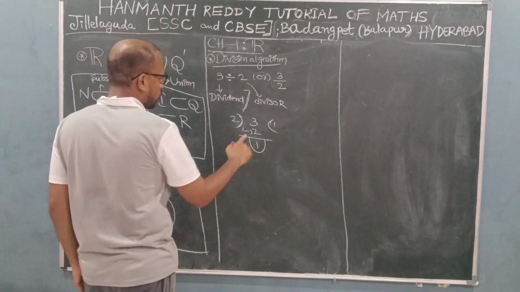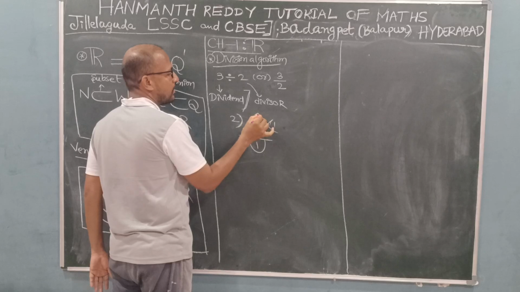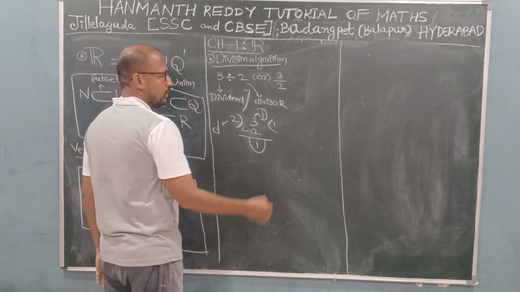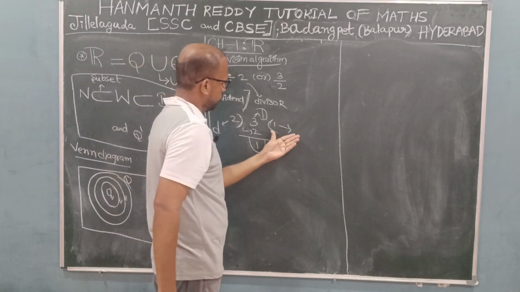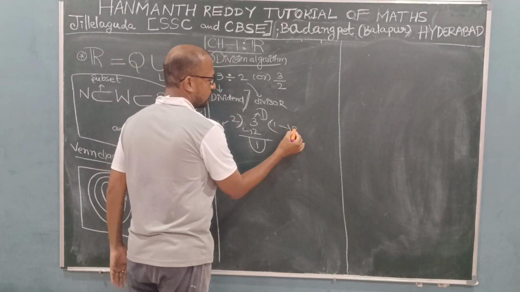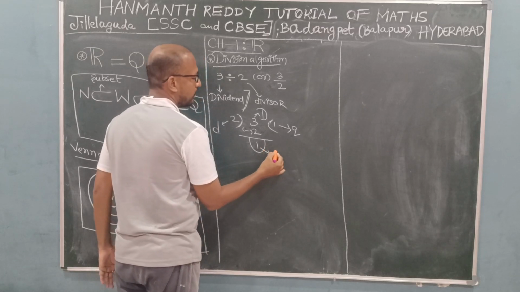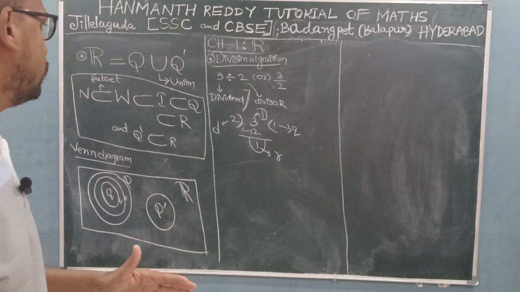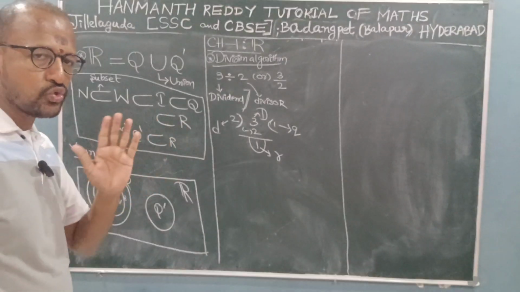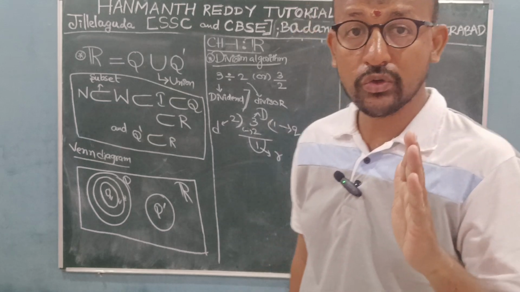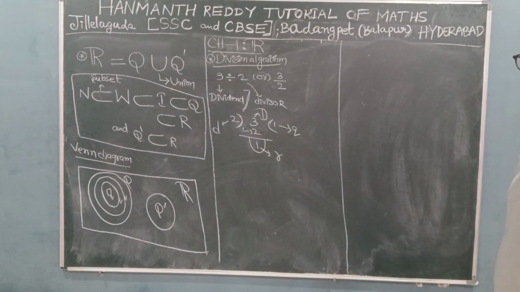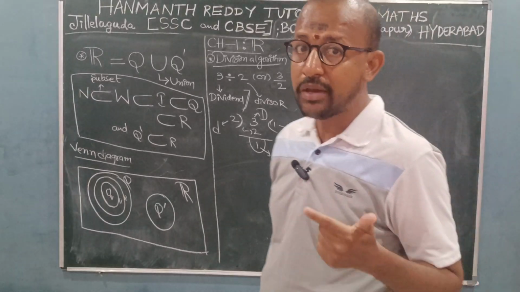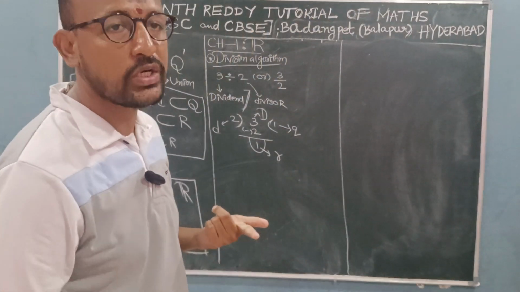So this term is called the dividend, this term is called the divisor, this term is called the quotient, and this term is called the remainder. In the process of division, the main purpose is to find the quotient and remainder.